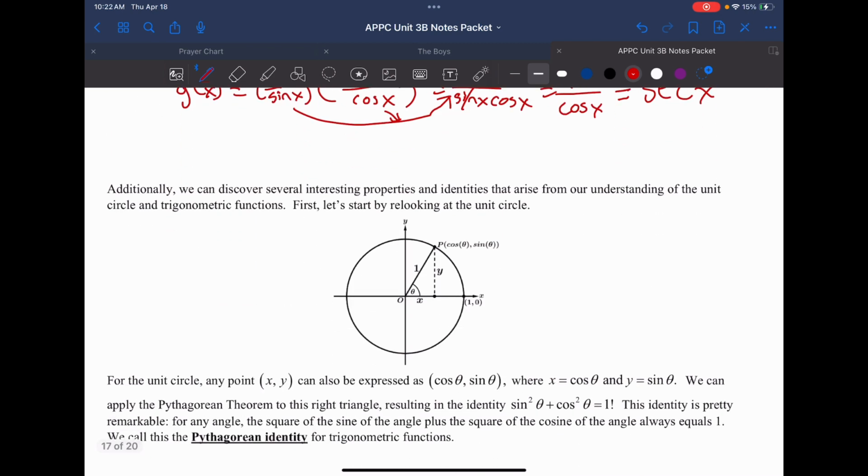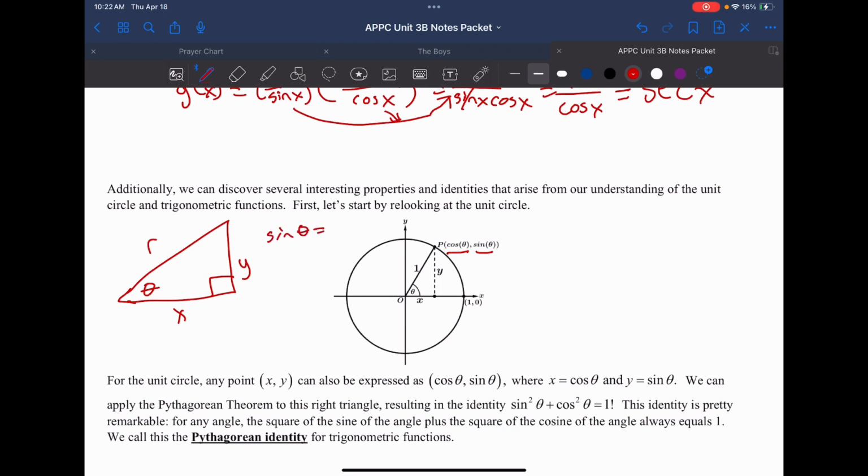So additionally, we can discover several interesting properties that arise from our understanding of the unit circle and trigonometric functions. Let's relook at our unit circle. Remember, I've got my x and y coordinates. Cosine is x, sine is y. And really, this is the same triangle that I had you all draw before, when we started working with sine and cosine and tangent for the very first time in this class. You had all the different functions, right?